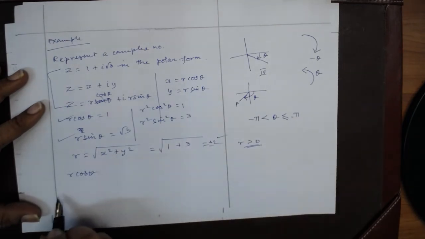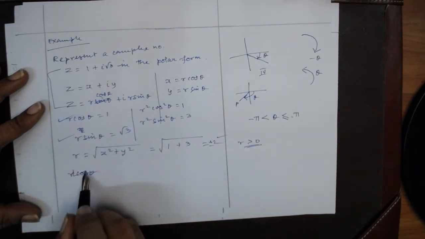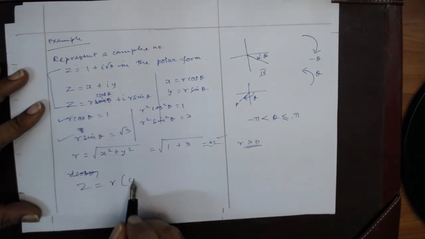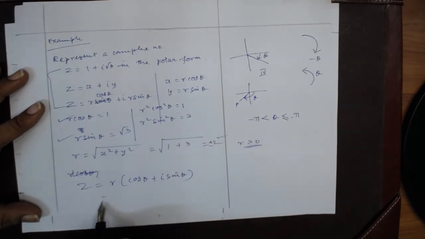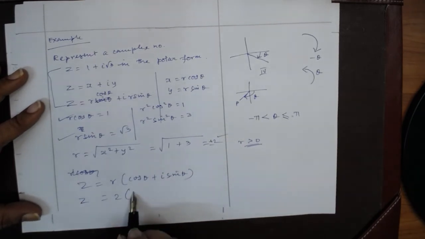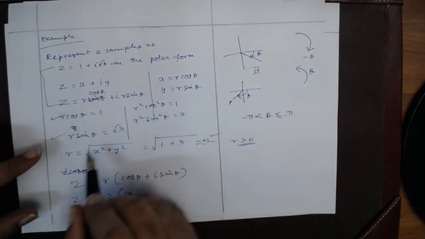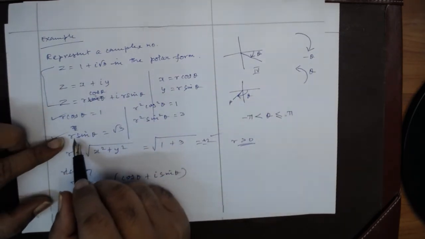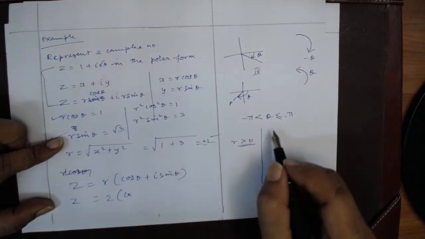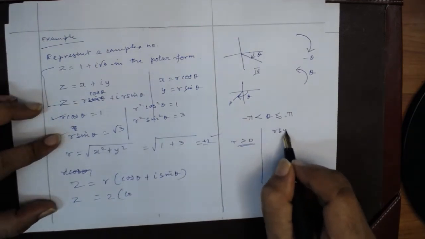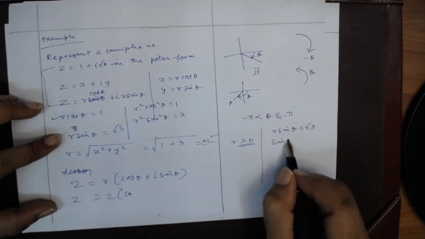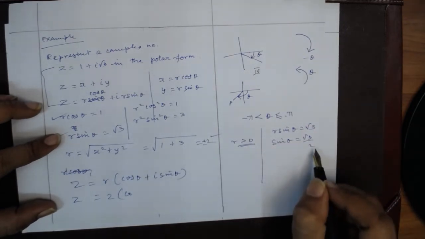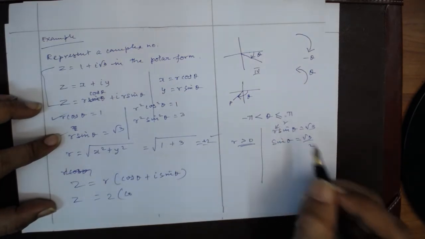And how to represent this? The z, we already know, is r of cos theta plus i of sin theta. So instead of r you can put 2. So z is 2 of cos theta, and what is theta here? We have to find out from here. Sin theta is equal to root 3 by r, and we already know r is equal to 2.